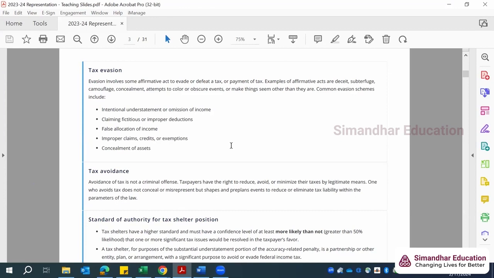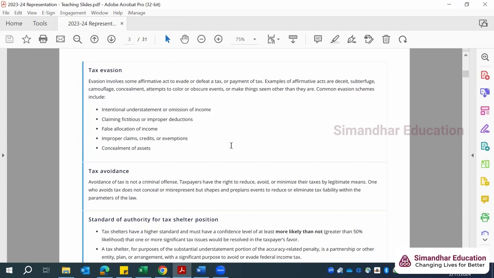So, intentional understatement or omission of income. See, you will have to focus on the words that they are using under each definition. When we learned about fraud, that was willful, it was intentional. Here, when we are learning about evasion, that means you are intentionally understating or omitting your income. You are claiming fictitious or improper deductions. There is false allocation of income.